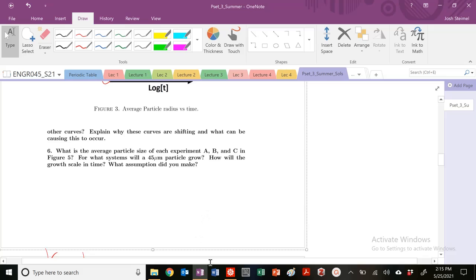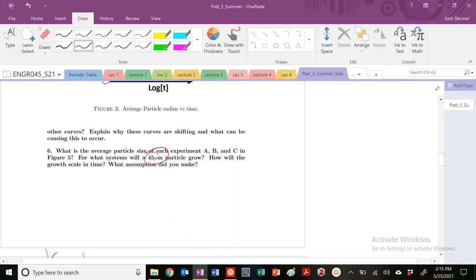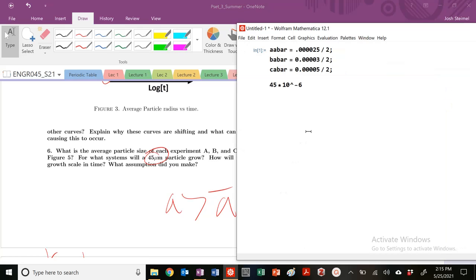Let's read the question: for what system will a 45 micrometer particle grow? Is 45 times 10 to the minus 6 meters the A? To grow, we need A greater than A bar. That's the condition we need to hit. So is A greater than A bar? True? All right. What about for B?